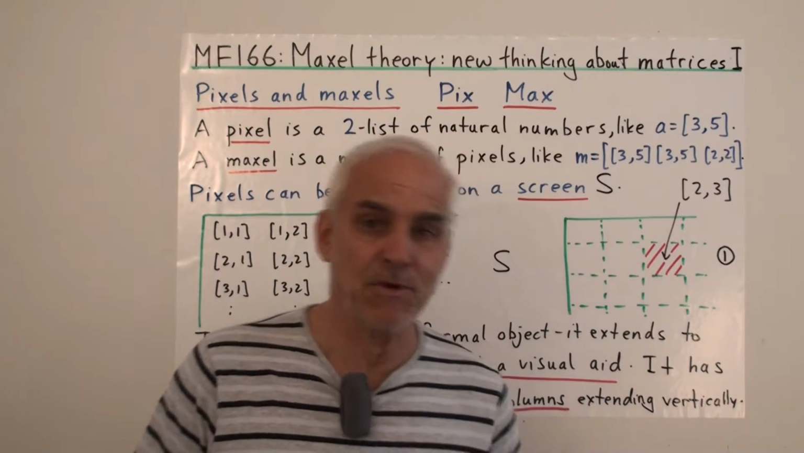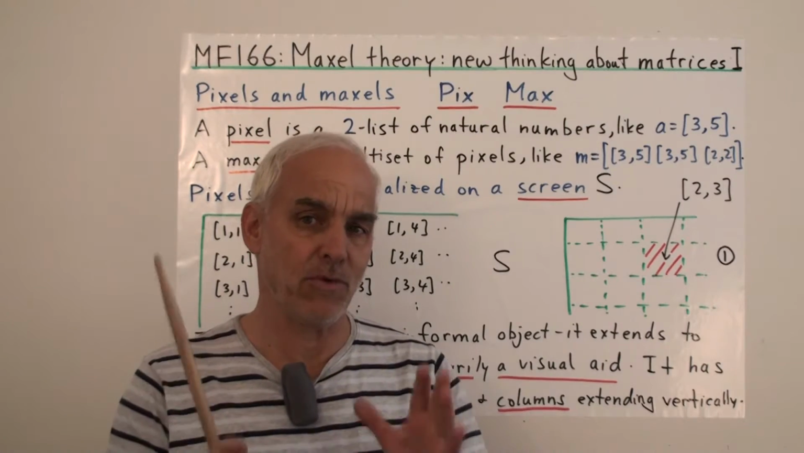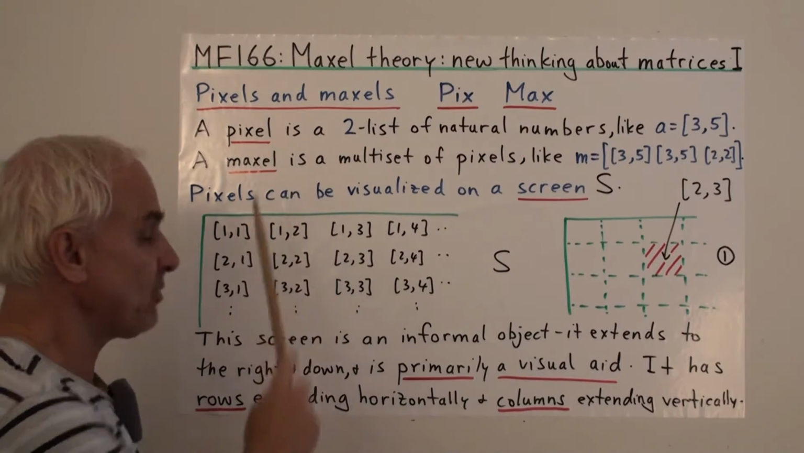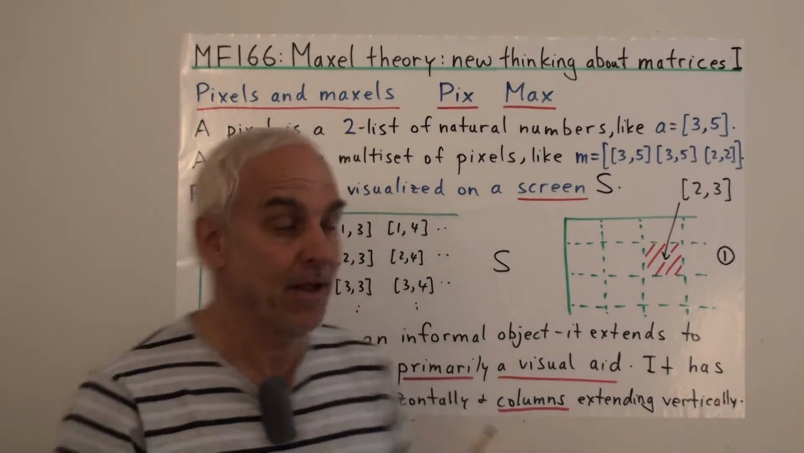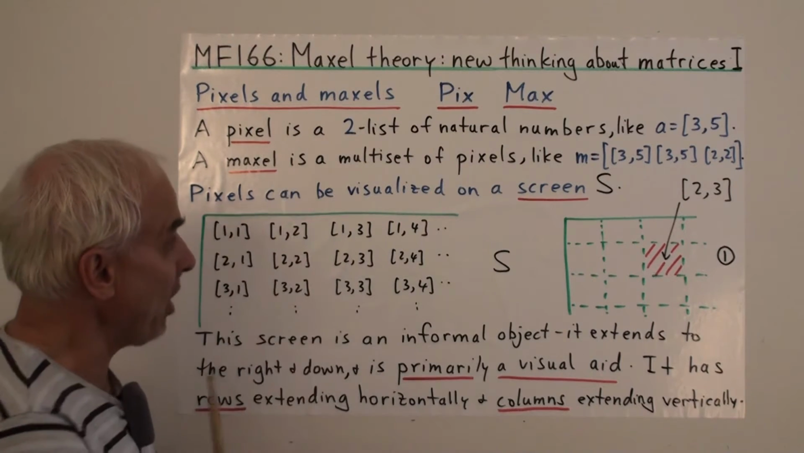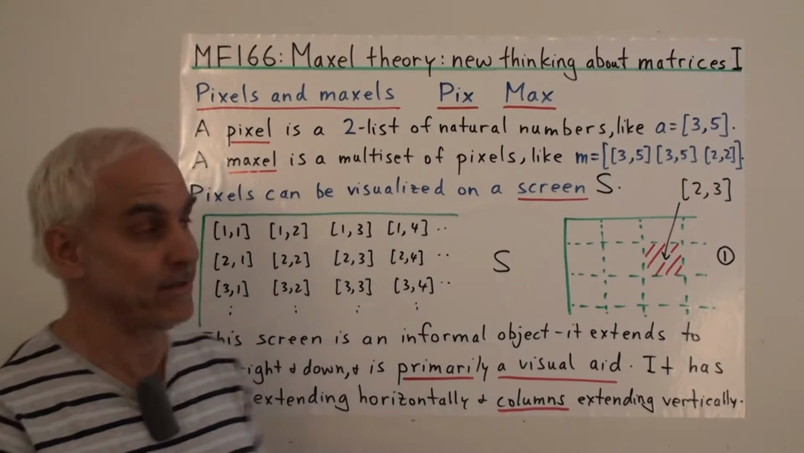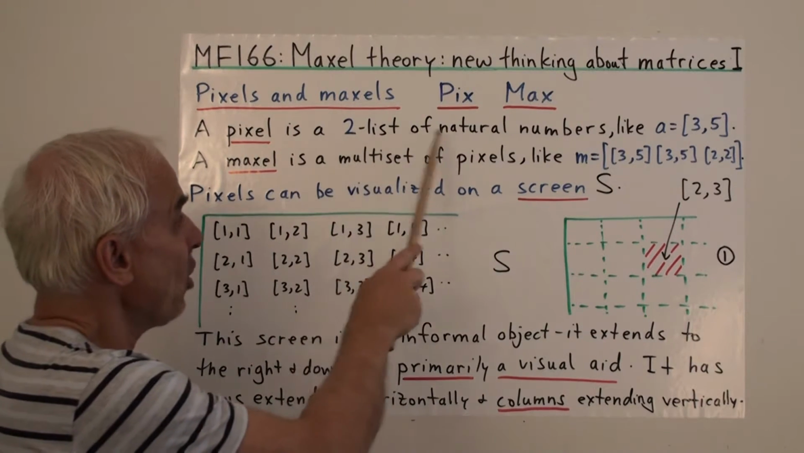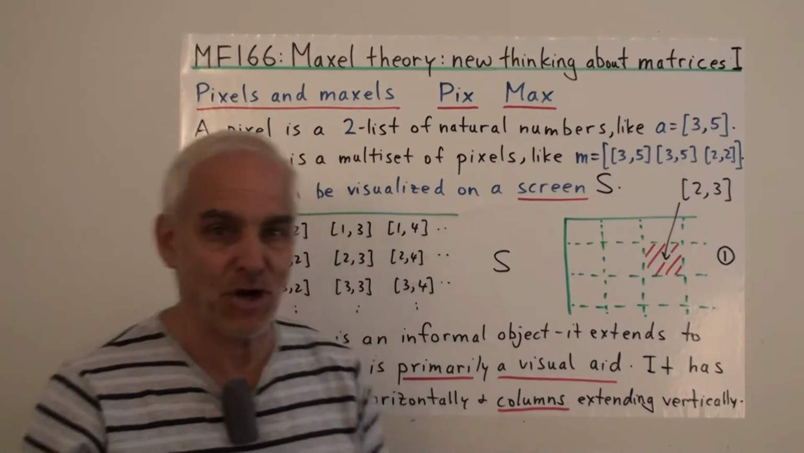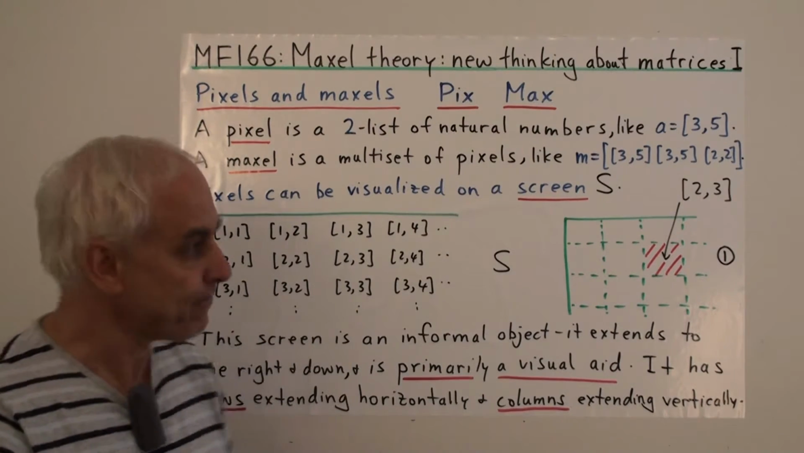We're on our way to establishing something of a new foundation for parts of linear algebra having to do with matrix theory. And the main two concepts are these ones that I introduced last time, that of a pixel and a maxil. A pixel is a very familiar object. It's just what we have in the past called a point. It's a two-list of natural numbers. So it's a list with two elements, both of which are natural numbers. And the type for that is pix.